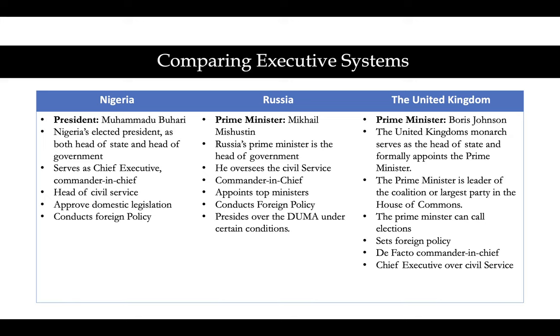Okay? You also need to know that they are the de facto, underline it, commander-in-chief. That's their title. They are the de facto. What does de facto mean? Oh, people, we have to work on this SAT vocab. De facto means in the end of it all.